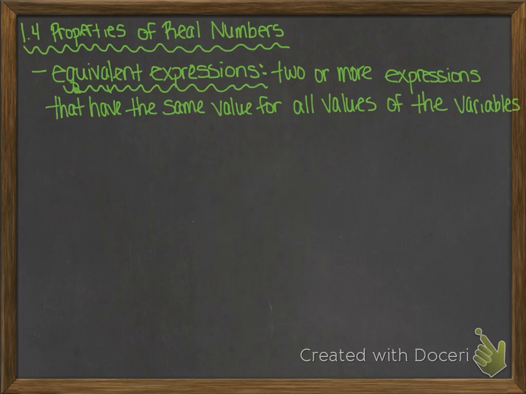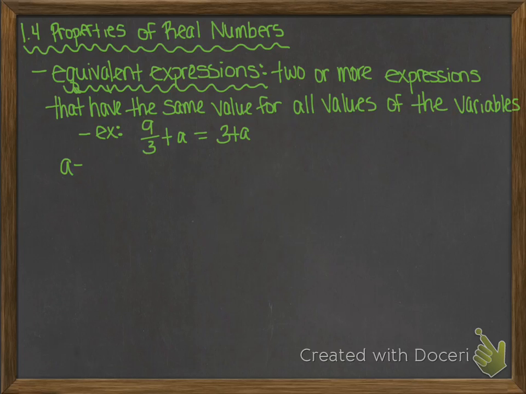So first thing I have for you is a definition. Equivalent expressions. This is going to be two or more expressions that have the same value for all values of the variables. Okay. So looking at an example of that, 9/3 plus a is equal to 3 plus a. And hopefully we can see right away that if we take 9 divided by 3, that's going to equal 3. So we can see they're going to be the same on both sides.